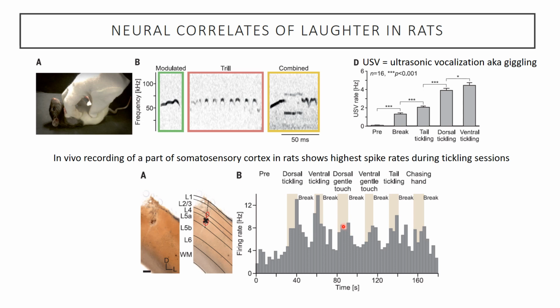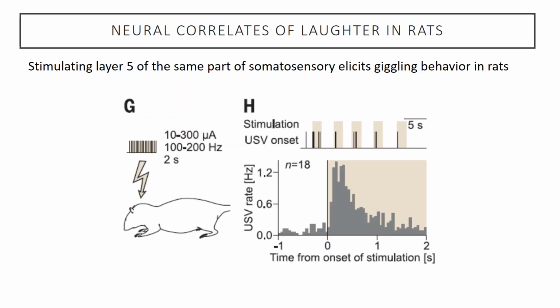When you do just gentle touch on the dorsal side or the ventral side, you do get an increase, but it's not as much as if you were tickling them. When you do tail tickling, it's higher. And then this is just them chasing the hand. So they're not even being touched at this point. They're just running around chasing the hand because they want to get tickled. And there's an increase during this point here. So this appears to be a neural correlate of giggling or laughter in rats.